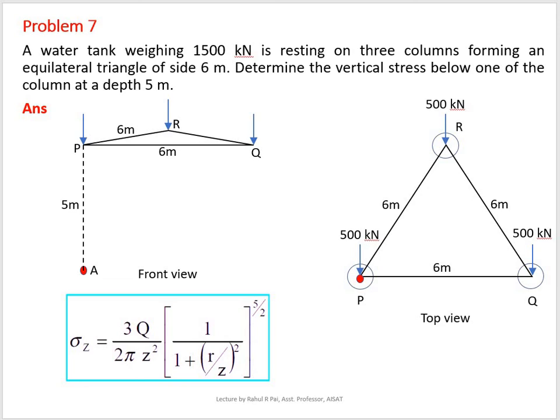So I'm just giving a sample of how to solve such a question. So the question is, a water tank weighing 1500 kilonewton is resting on 3 columns forming an equilateral triangle of side 6 meter. Determine the vertical stress below one of the columns at a depth of 5 meter.